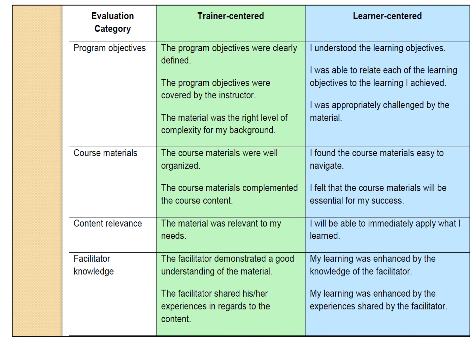So here's a couple of examples. I like this table because, and it's taken from a Kirkpatrick publication that was in the list of readings in the ELC. But see how it's changed from a trainer-centered question to a learner-centered question, yet it's asking the same thing. The program objectives are clearly stated versus I understood the learning objectives. The program objectives were covered by the instructor versus I was able to relate each of the learning objectives to the learning I achieved.